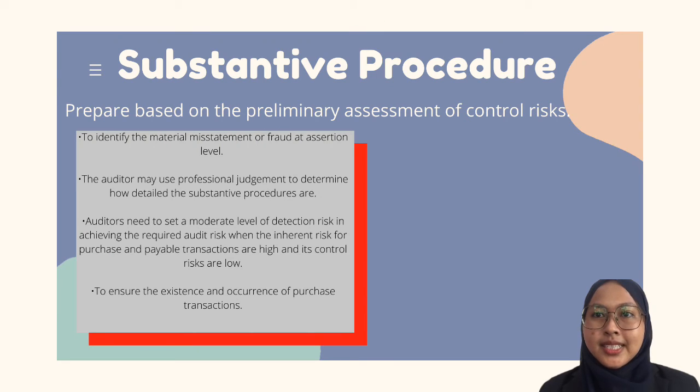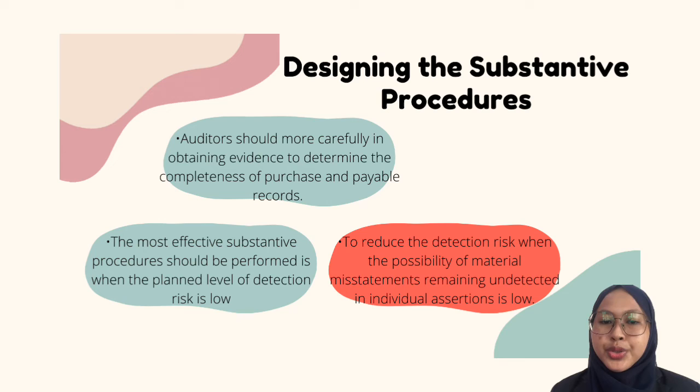We present the substantive procedure. It is prepared based on the preliminary assessment of control risks. It is to identify the material misstatement at assertion level. The auditor may use professional judgment to determine how detailed the substantive procedures are. For designing the substantive procedure, the most effective one should be performed when the planned level of detection risk is low. It is to reduce the detection risk, that is, the possibility of material misstatement remaining undetected.